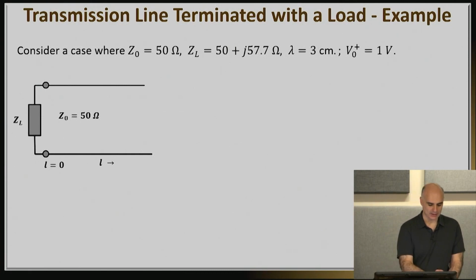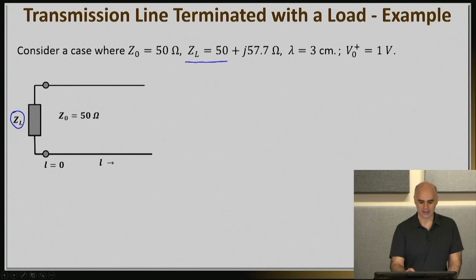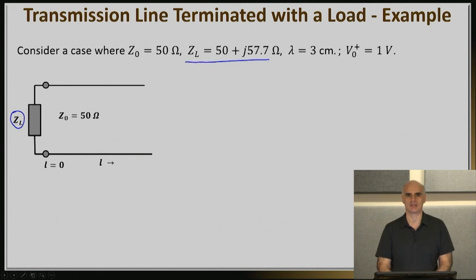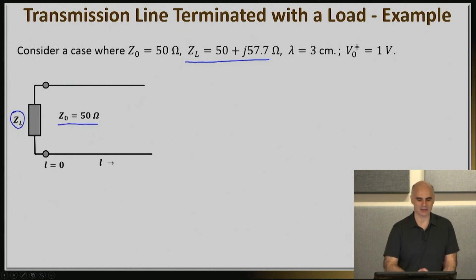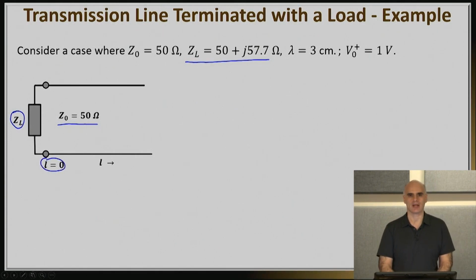We have a ZL here. This is given as 50 plus j57.7 ohms. And we have a transmission line with a characteristic impedance of 50 ohms connected to the load. The load, as usual, is placed at L equals 0. And then what we would like to understand is basically how the voltage and the current look as I'm moving away from the load. So we would like, in other words, to calculate the magnitude of the voltage and the magnitude of the current as a function of L.